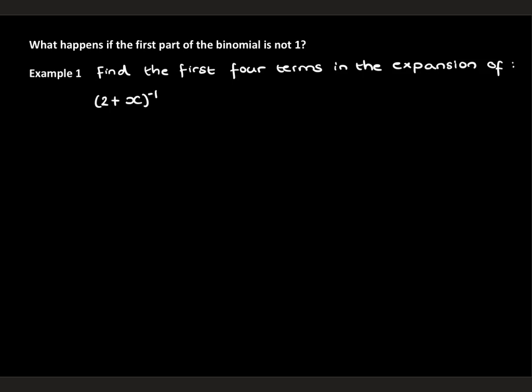We're going to find the first 4 terms in the expansion of 2 plus x all raised to the power of negative 1. And the first thing that you need to immediately be aware of is that the start of this binomial is not 1. Now, we can deal with this by making use of a very simple factorisation.